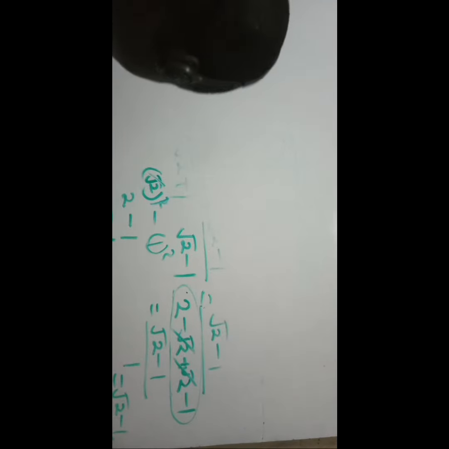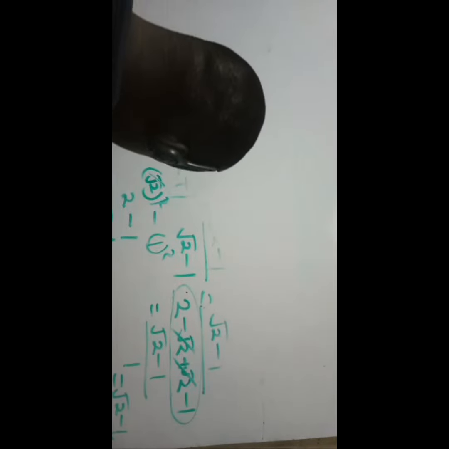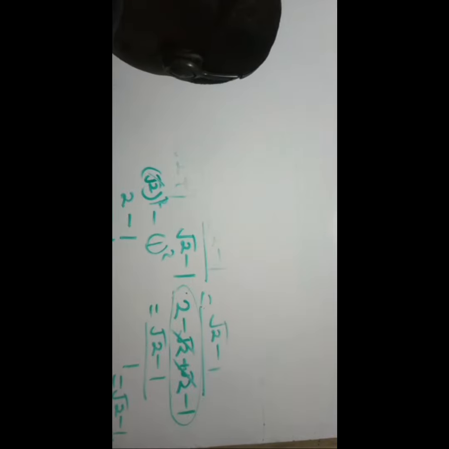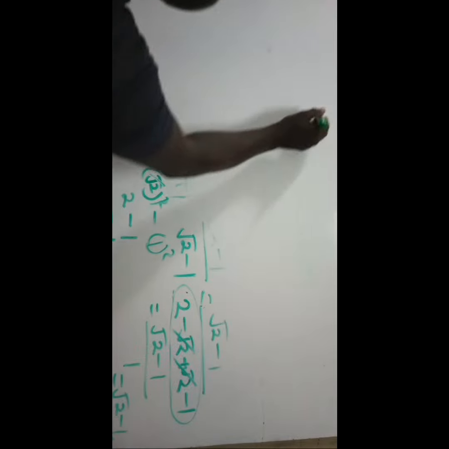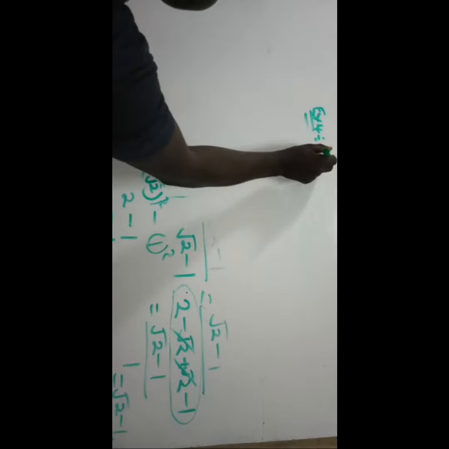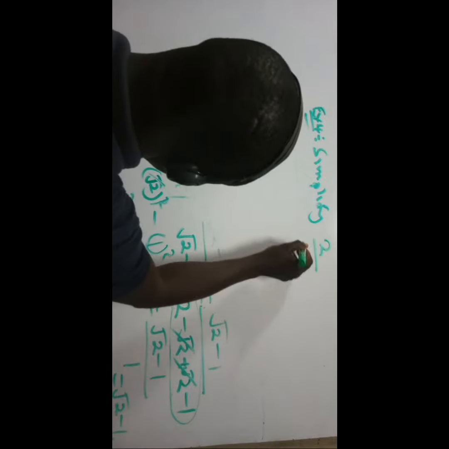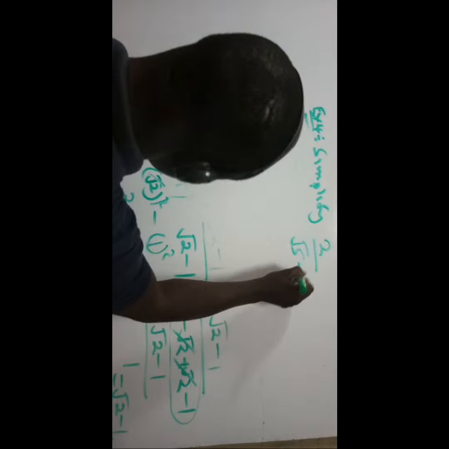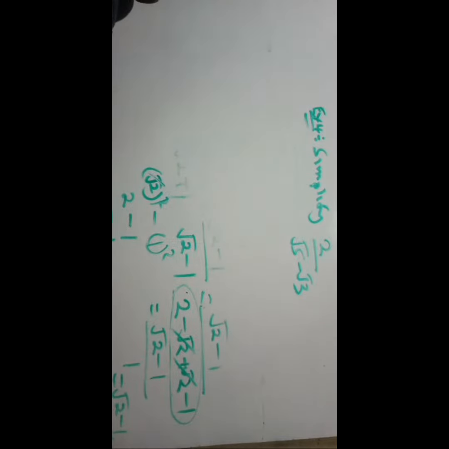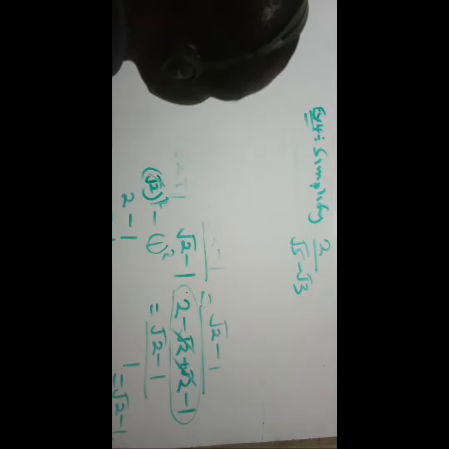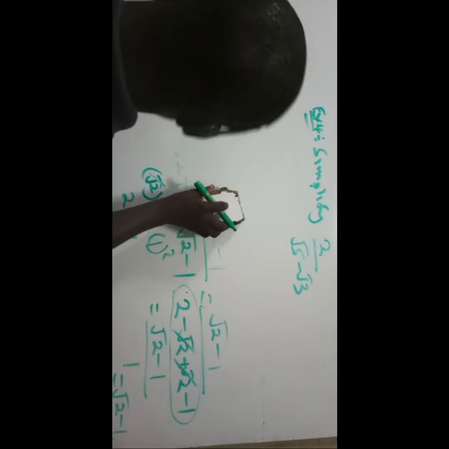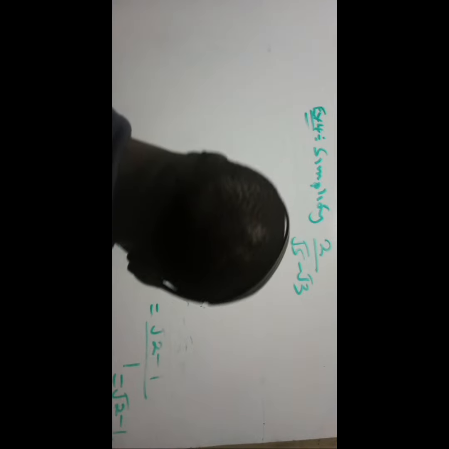So I will give 1 or 2 examples under rationalizing the denominator. Let's say example 4. Simplify 2 all over square root of 5 minus square root of 3. If this is what we are given, what are we expected to do here? That's what I'm about to do now.